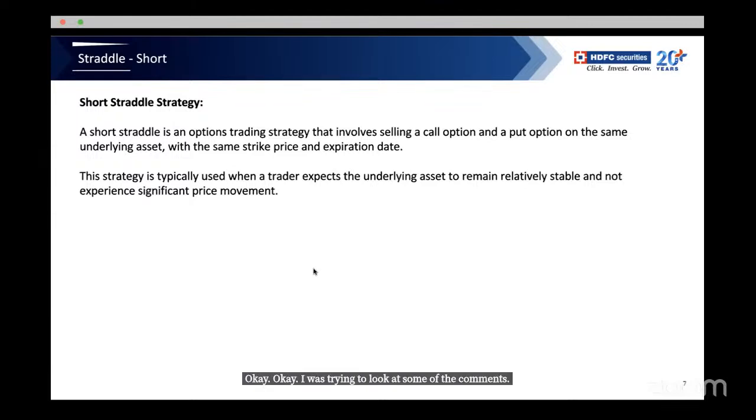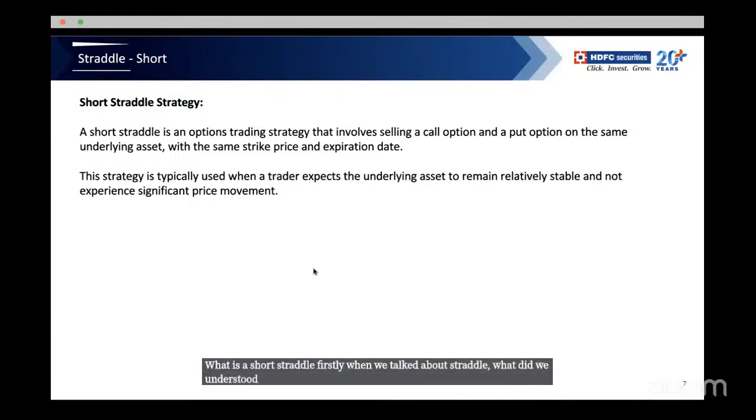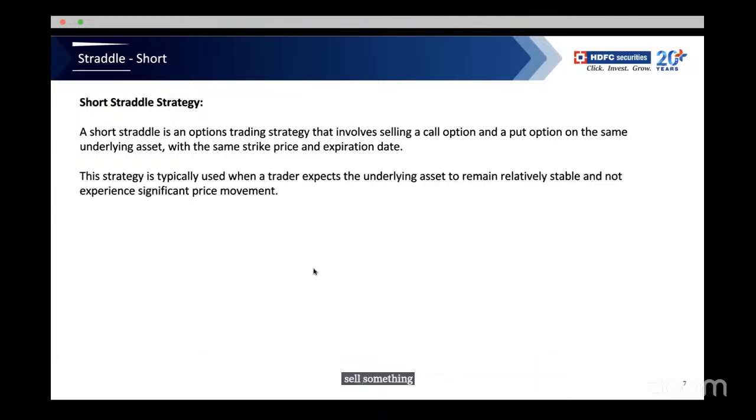All right. So, what is a short straddle firstly? When we talked about straddle, what did we understand? Straddle is equal to the ATM strikes. Okay, so here also we have to look at ATM strikes only. But it is a short straddle, shorts, right? So we have to sell something. Which strikes? ATM strikes, because straddle is equal to ATM strike, right?